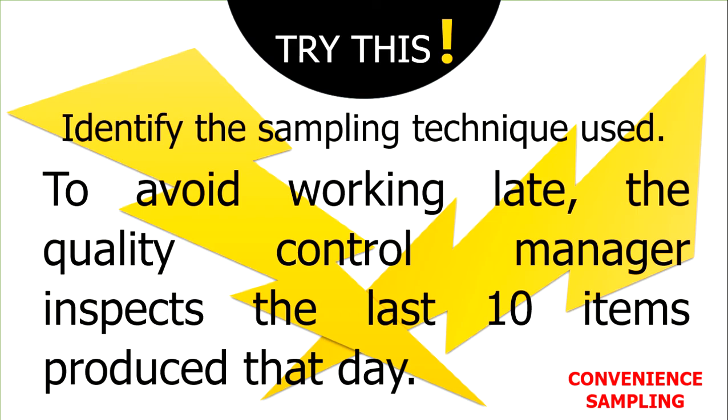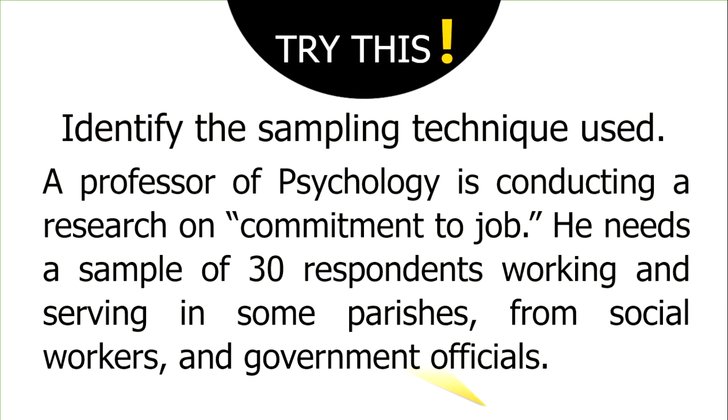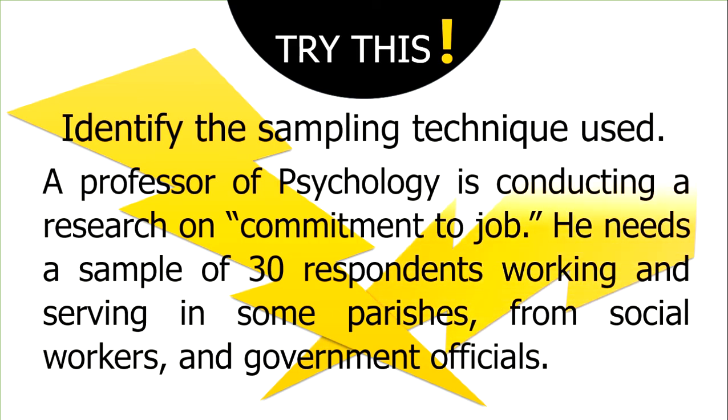So that is the random and non-random sampling. Now, we have here the last one. A professor of psychology is conducting research on commitment to job. He needs a sample of 30 respondents working and serving in some parishes, from social workers and government officials. For this one, we have purposive sampling. Since we are talking about commitment to job, we are dealing with parishes, social workers, and government officials.